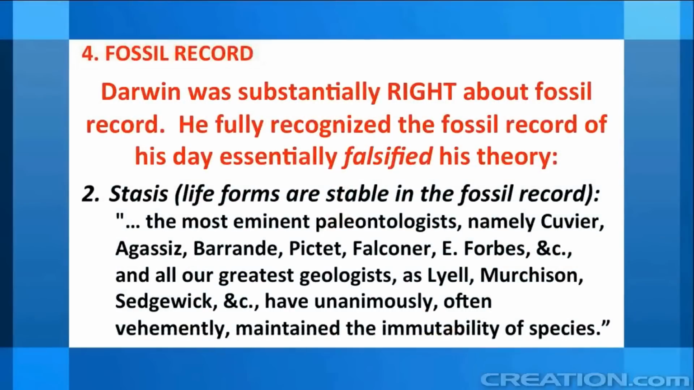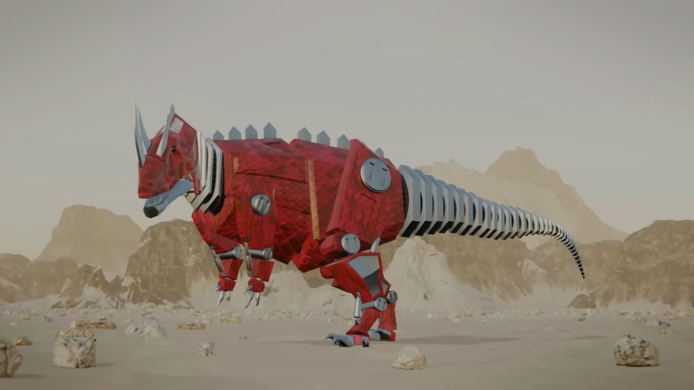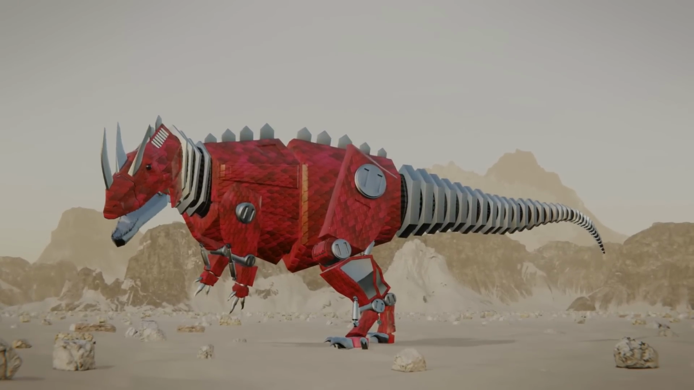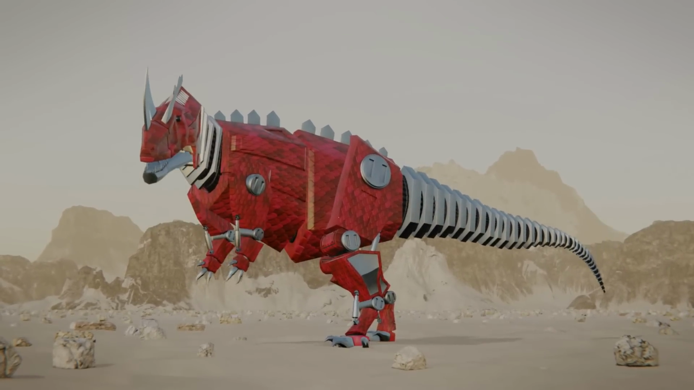Furthermore, he acknowledges stasis, which means that life forms stay the same throughout the geological column. And so here's what he says. He says the most eminent paleontologists, and he then lists the most eminent paleontologists of his time, and our greatest geologists, and he lists the greatest geologists of his time, have unanimously, often vehemently maintained the immutability of species. I think it's worth quoting this whole paragraph in full. It's the last paragraph in Chapter 9 of the 6th edition and reads as follows.